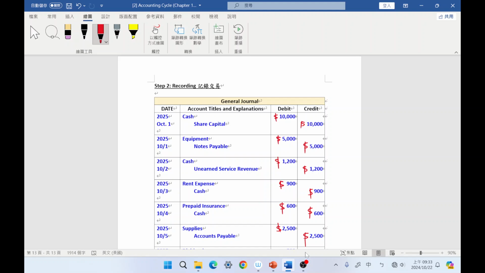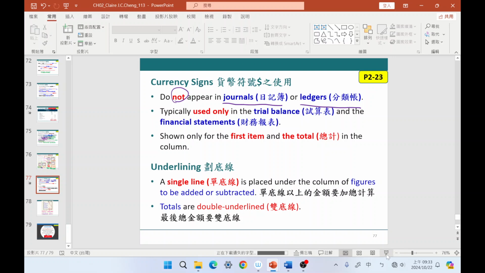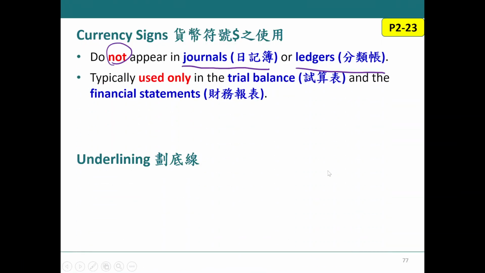If you want to do that, nothing wrong. But just to tell you, we prefer not to use it. For your trial balance and financial statements, we use the dollar sign. Why? Because financial statements, remember, are the only accounting products we provide to everyone, right?